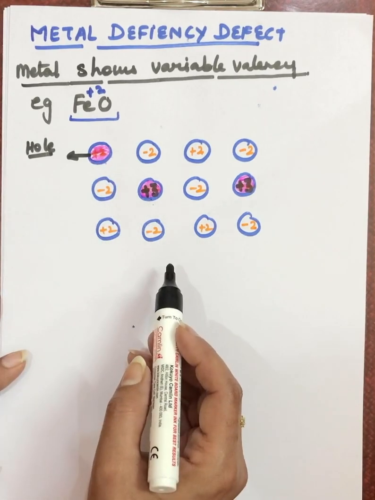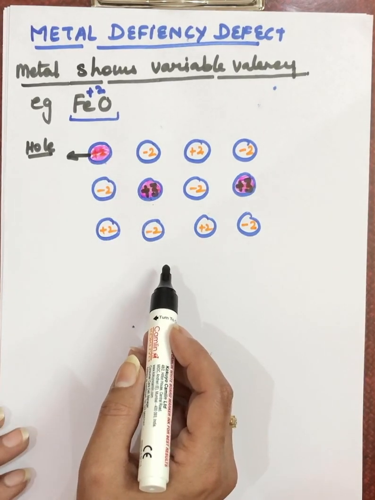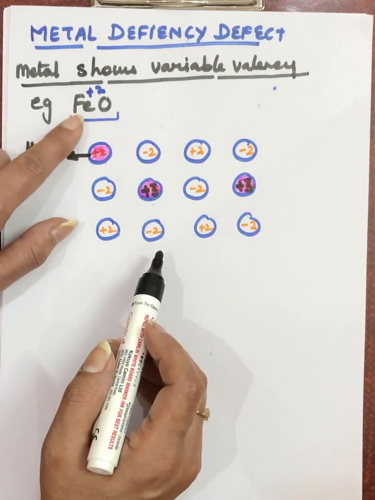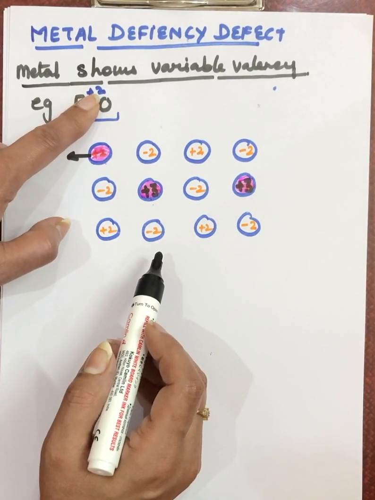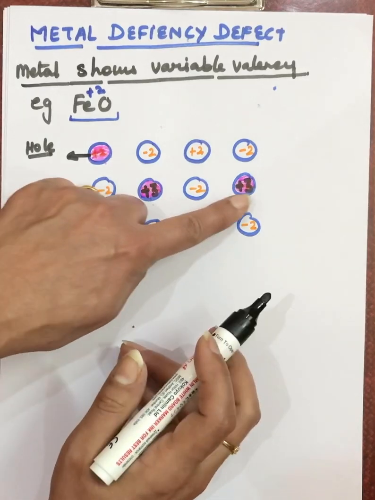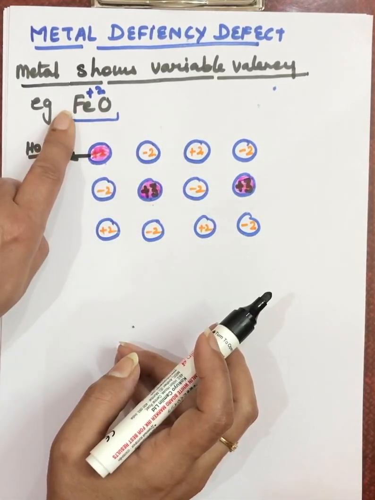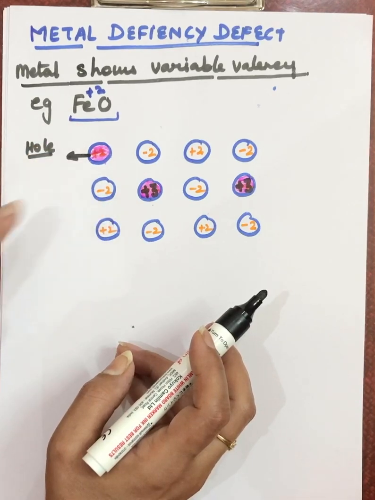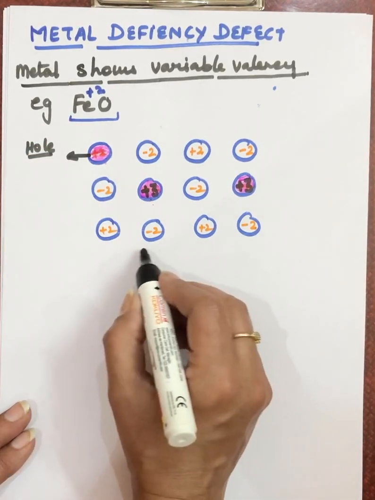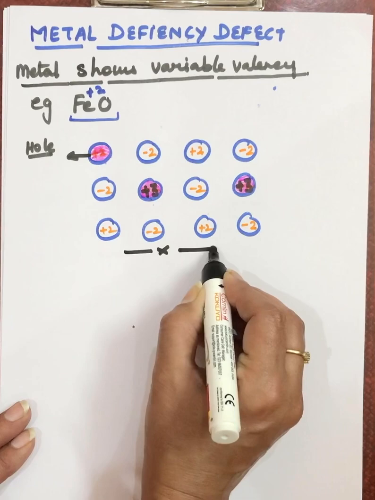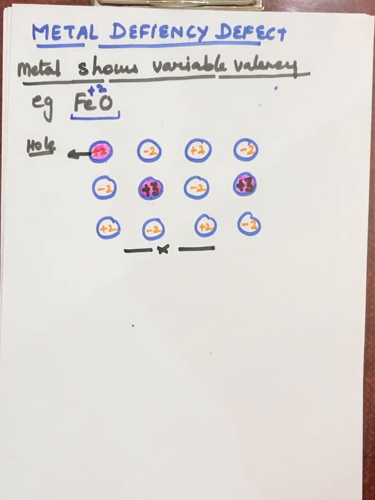This kind of defect is the metal deficiency defect, because this compound is of Fe with +2 valency. So Fe2+ is less. Though Fe3+ has come, the compound is of Fe2+. So the metal here is deficient in this defect. This is the second type of defect, which is called the non-stoichiometric defect.